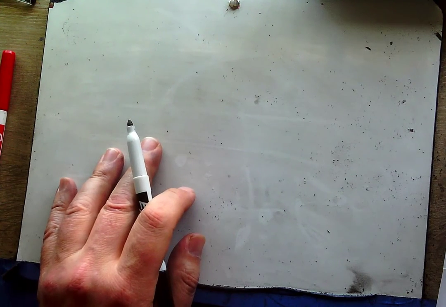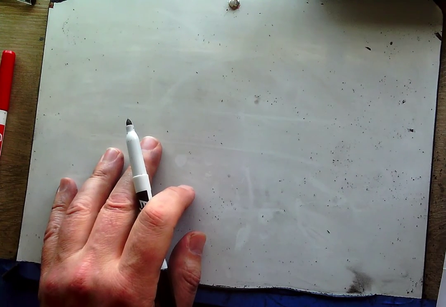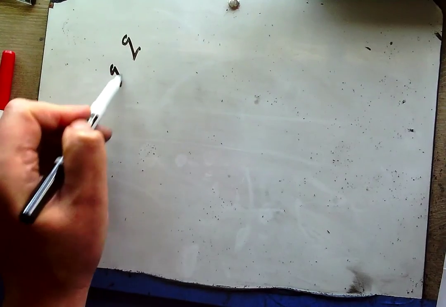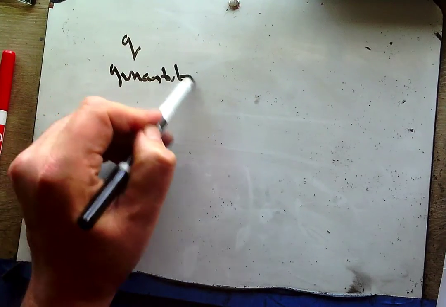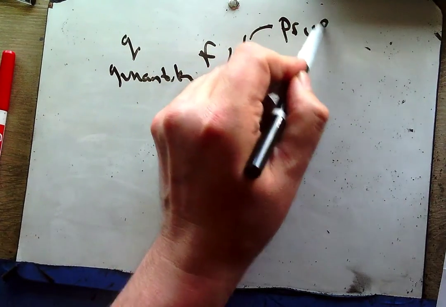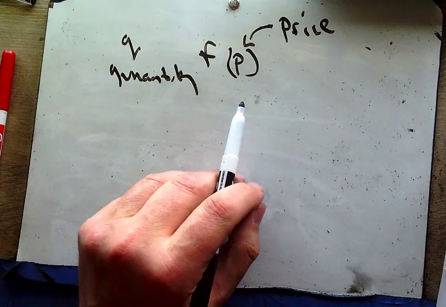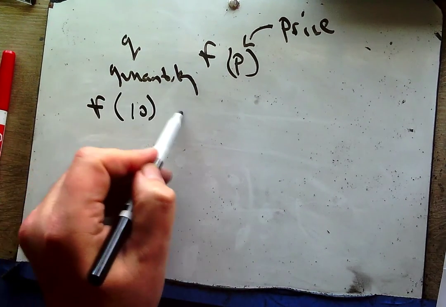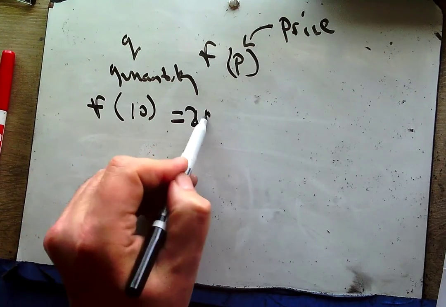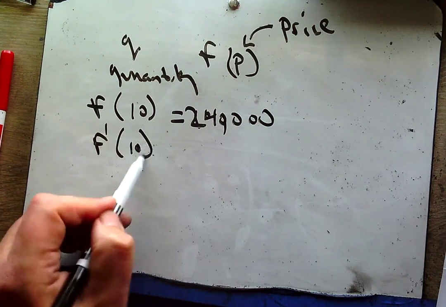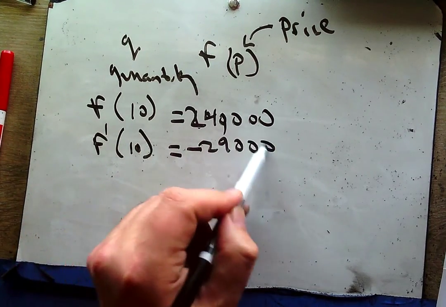18. An economist is interested in how the price of a certain commodity affects sales. Suppose that the price in dollars is P for quantity Q. Q is quantity. And we've got f of P. We plug in a price and we get out a quantity. Explain in economic terms the meaning of the statements f of 10 equals 240,000 and f prime of 10 equals negative 29,000.